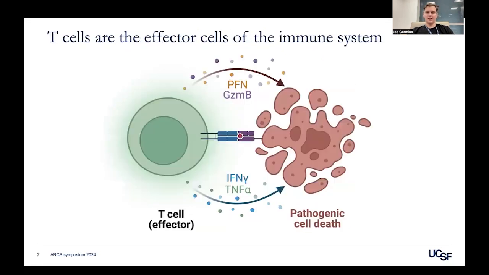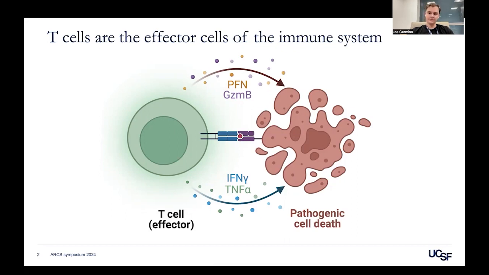One of the key effector cells that are central to these immune processes is a group of cells called T cells, which are able to recognize peptides associated with pathogens or tumor cells, and then induce the death of those pathogenic or tumor cells through a number of different mechanisms, mostly involving the secretion of immune cytokines like interferon gamma and granzymes.